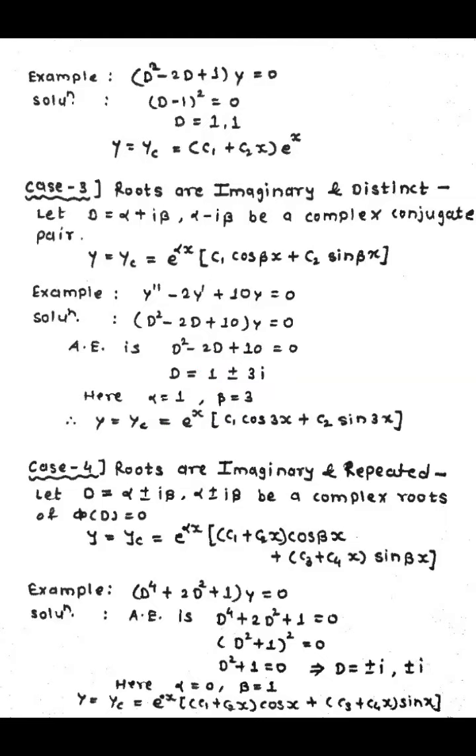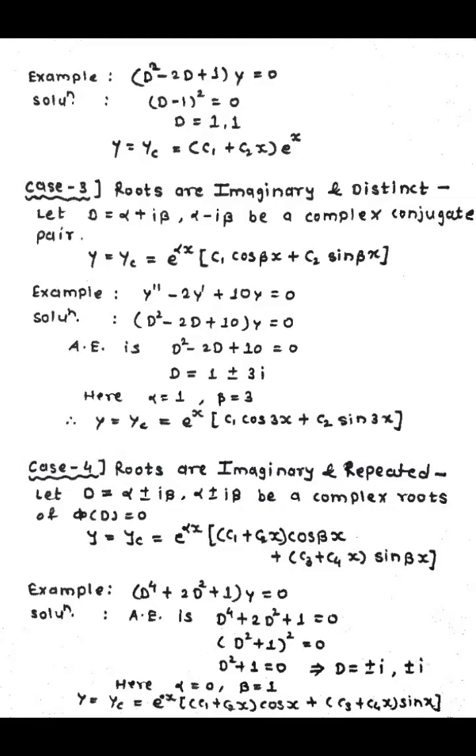Now come to the fourth case, that means the fourth possibility, where the nature of roots is imaginary and repeated. So consider the roots are alpha plus minus i beta, and the next root is also similar, alpha plus minus i beta, and it is a complex root. Now students, a complex number always appears with its conjugate pair, and the same roots appear in conjugate pair, so it looks like they appear twice, so it is a repeated imaginary root.